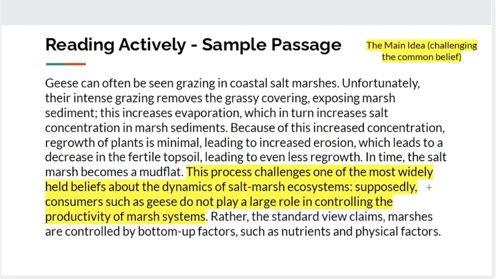So again, it's challenging a common belief, a widely held belief, one of the more common types of main ideas or purposes that we encounter on the GRE reading section. And then finally, the last sentence says, rather, the standard view claims marshes are controlled by bottom-up factors such as nutrients and physical factors. So it concludes here with some background, specifically background about the common belief that's being challenged.